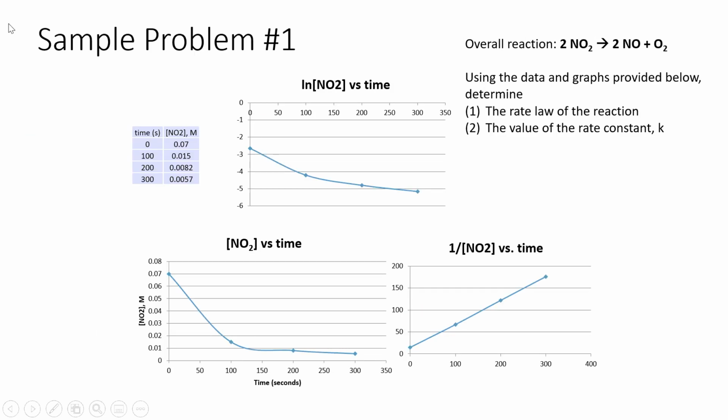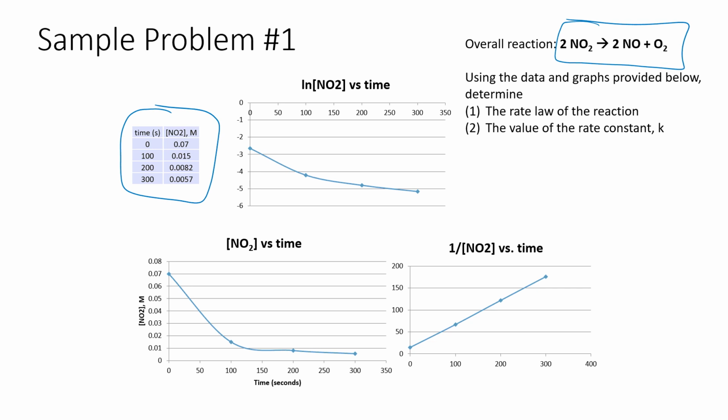So let's go over a couple sample problems here. This first problem, we've got the balanced chemical equation right here, and we did an experiment where we measured the concentration of NO2 over time. Here's the data that we collected, concentration versus time. And then we made 3 graphs using that information.